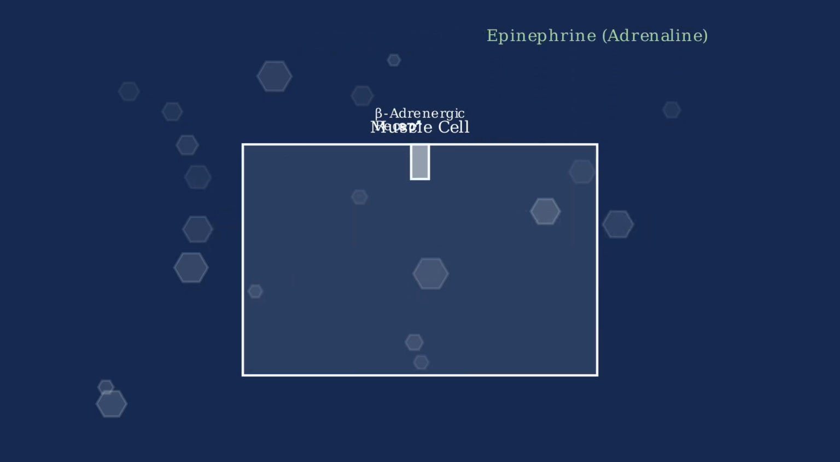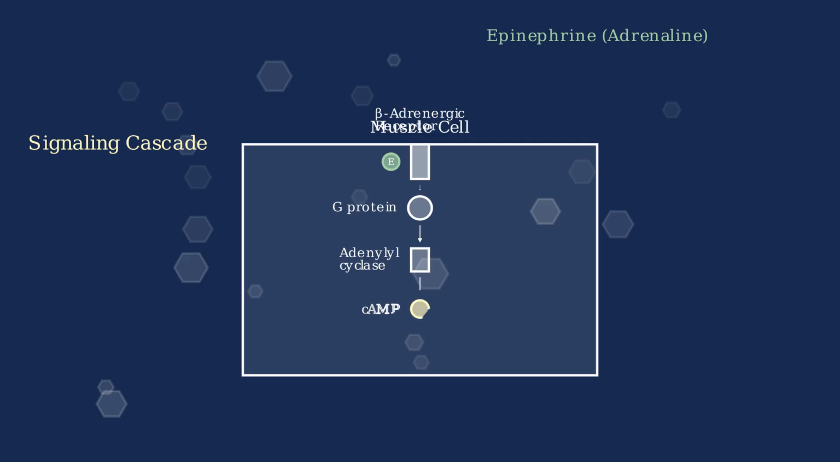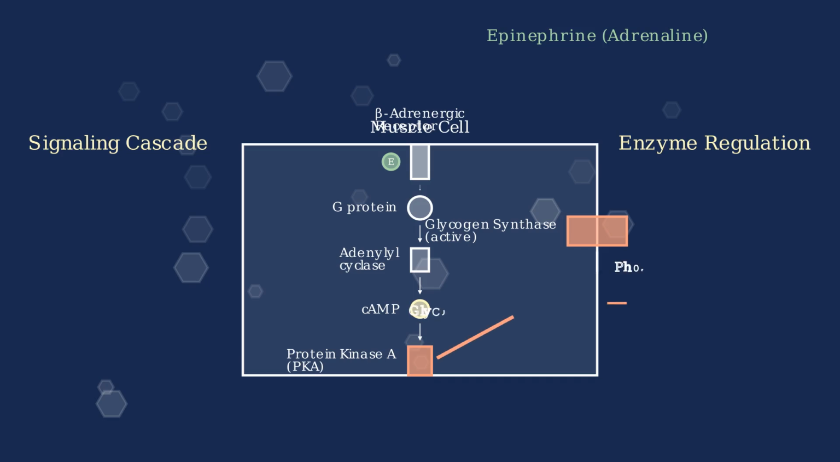Epinephrine primarily affects muscle tissue by binding to beta-adrenergic receptors on the cell surface. This triggers a signaling cascade. When epinephrine binds to the receptor, it activates a G protein, which then activates adenylyl cyclase. Adenylyl cyclase produces cyclic AMP, which activates protein kinase A. Protein kinase A phosphorylates and inactivates glycogen synthase, the key enzyme in glycogenesis.